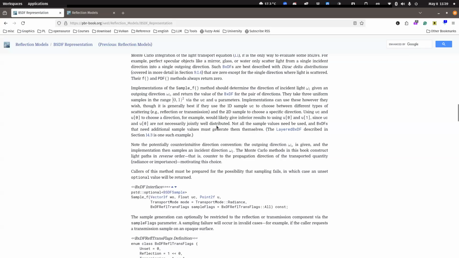For example, for a purely diffuse material or a purely specular one, they probably don't need UC. They just need U.